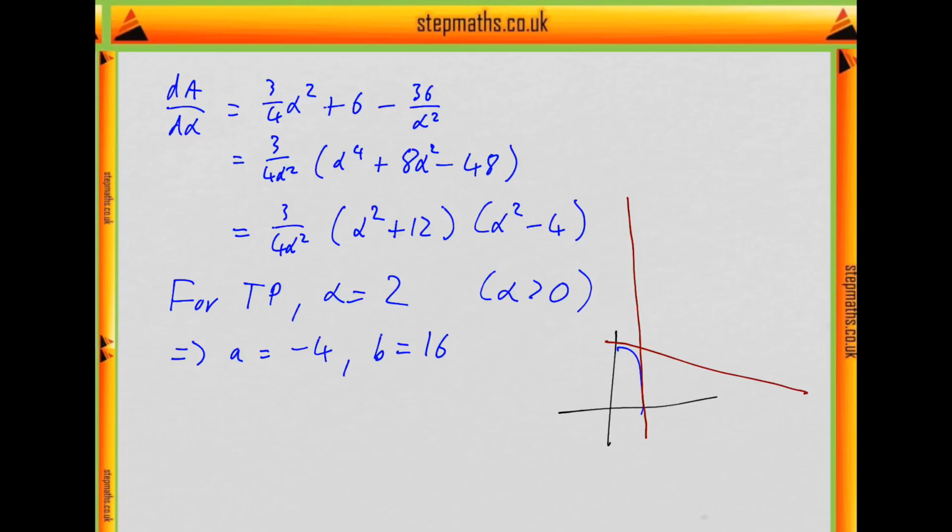So therefore the area gets very big at either end, and so if there's a turning point in the middle, it has to be a minimum. It has to be the smallest value between these very large values at either end. So we can be confident that this is a minimum.